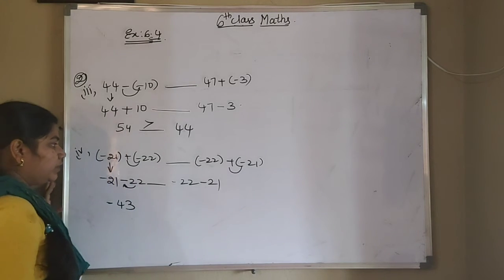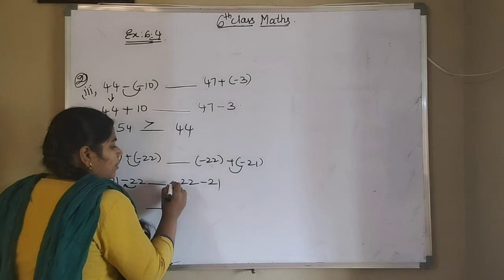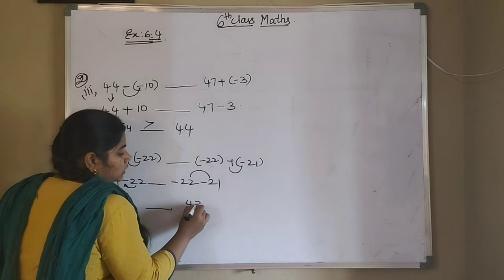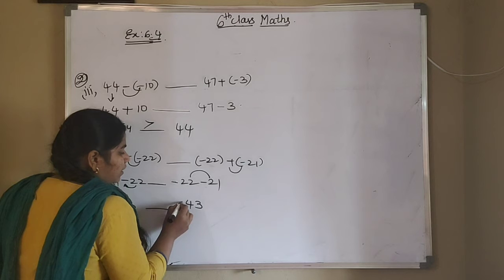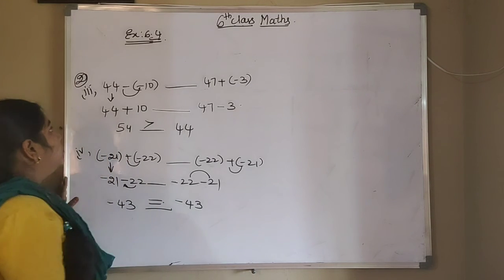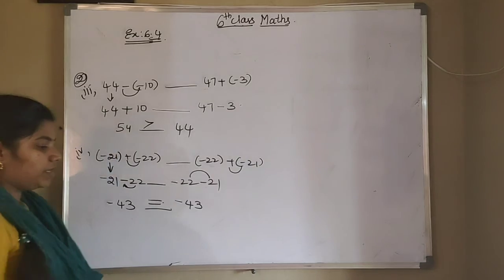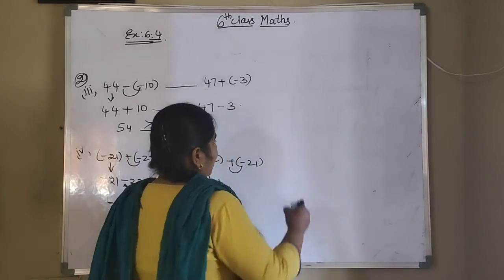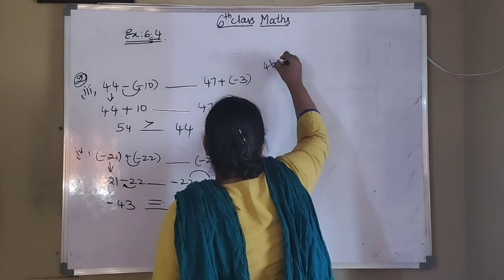So minus 43. And in this case, minus into minus is plus. So we have to add the numbers. Here also you will get 43. Bigger number sign is minus. So these two values are equal. Okay. So this is our second bit. And in third bit, all problems I did. And in fourth bit, last two problems I gave it as homework.